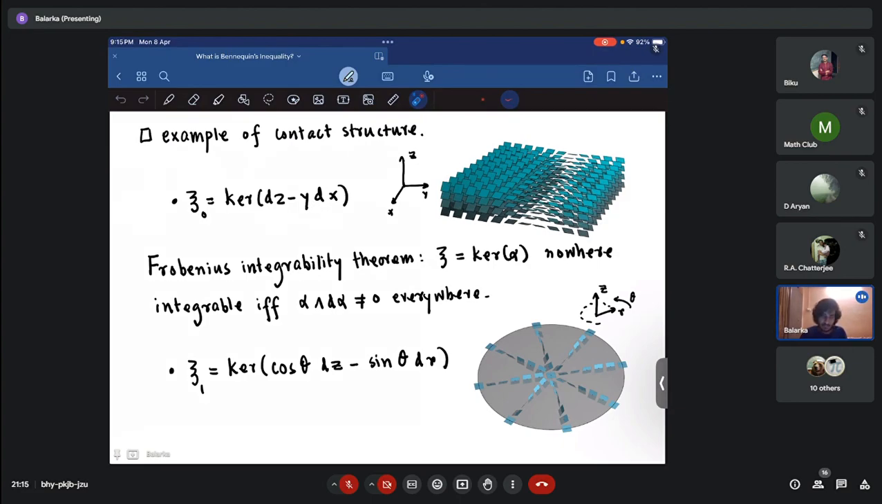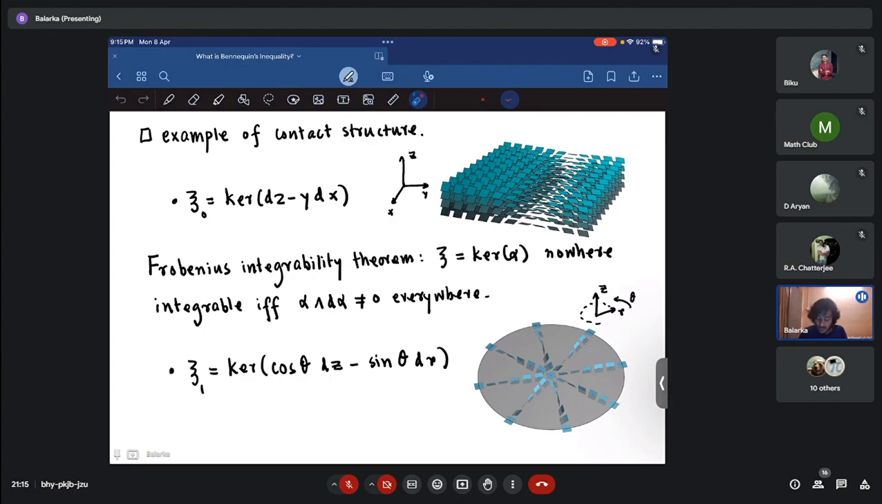In general, any plane distribution which is smooth can be described as the kernel of a one form. But the real question is, when is it a contact structure? That is to say, when is it nowhere integrable? And that is answered by the Frobenius integrability theorem, a very old theorem, which states that if xi equal to kernel of alpha is nowhere integrable, then alpha wedge d alpha is not equal to 0 everywhere, and vice versa.